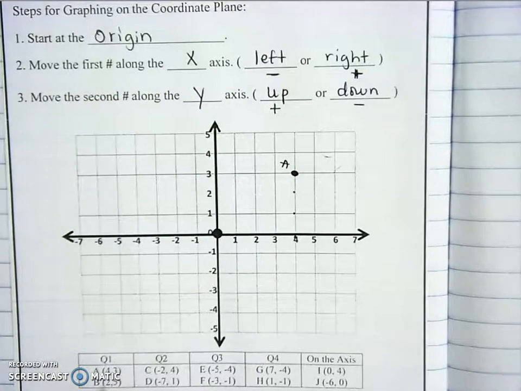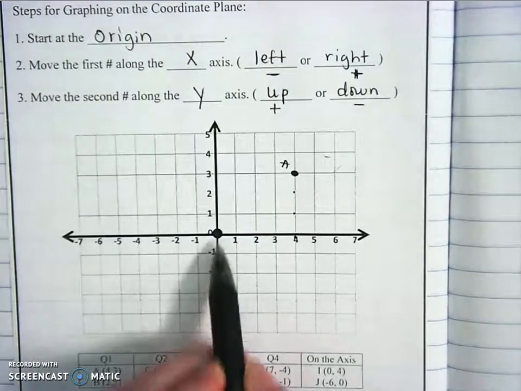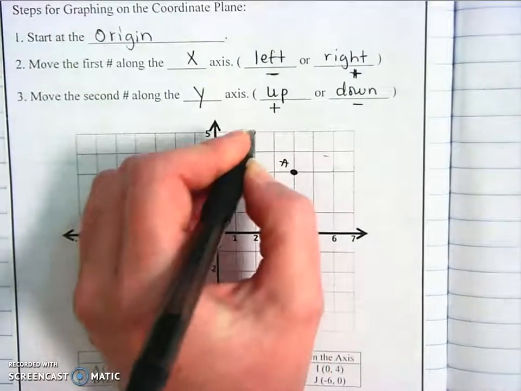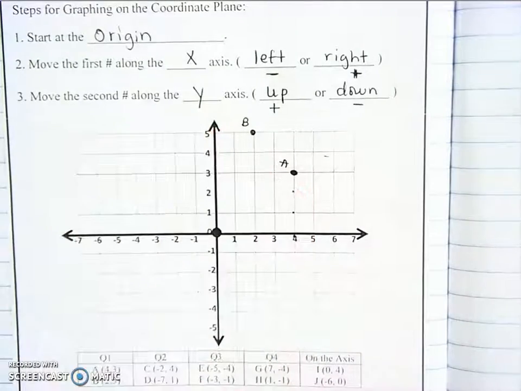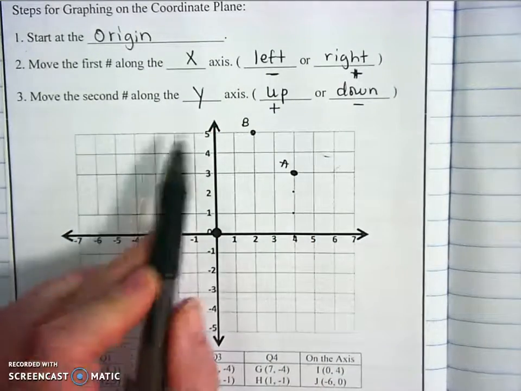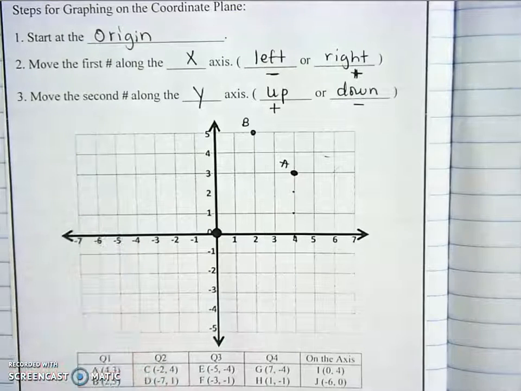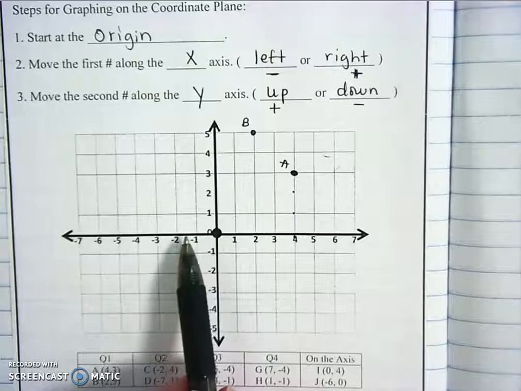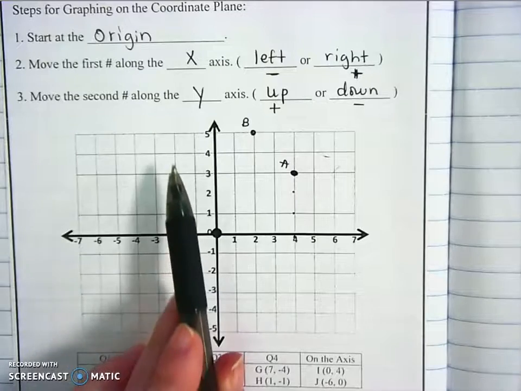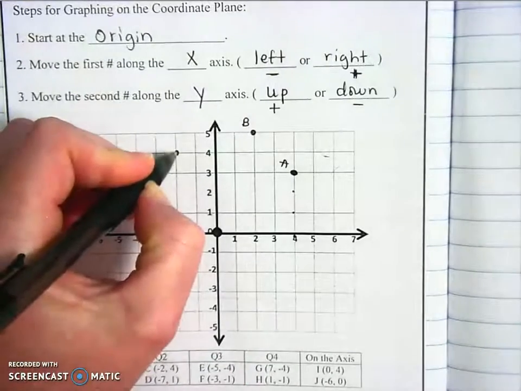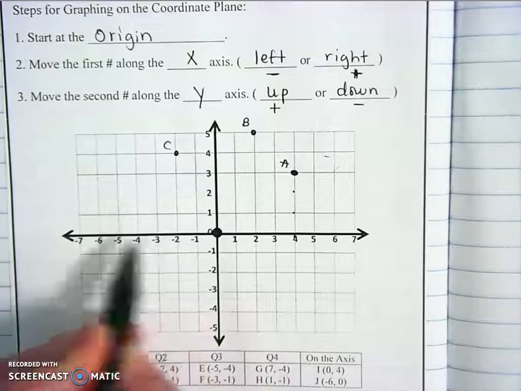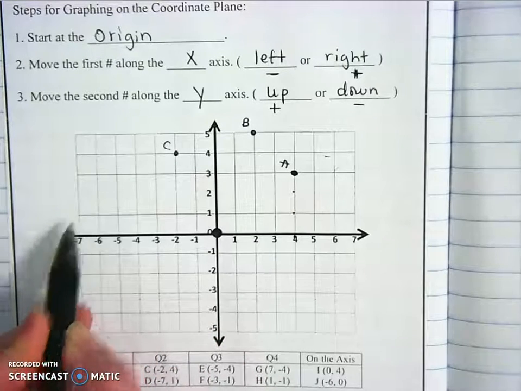I'm just going to label it A. Next, I have positive 2, positive 5. Start at the origin, go to positive 2, and then up to positive 5, and that's B. Next, I'm going to be working in quadrant 2, which is on this side. So, see, I have started the origin. I'm going to go over to the left to -2, and then up to positive 4. The next one is -7, positive 1. So start at the origin, go to -7 and up to positive 1.